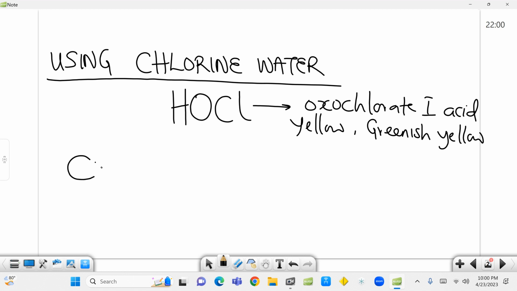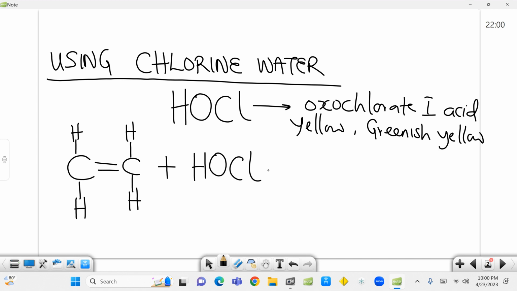So let's take the alkene. This is ethene, which is our simplest alkene. It's actually very safe to use ethene. Let's combine that with oxochlorate 1 acid. Look at what happens right here. The double bond is broken, and we form a single bond. Remember, this is an addition reaction.